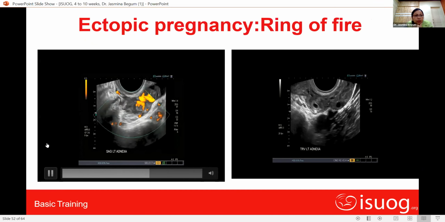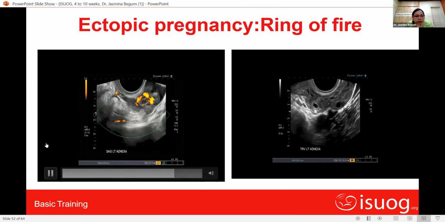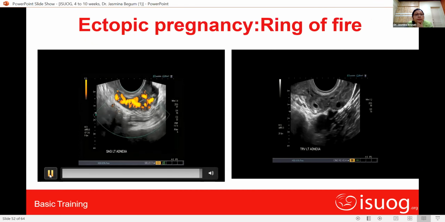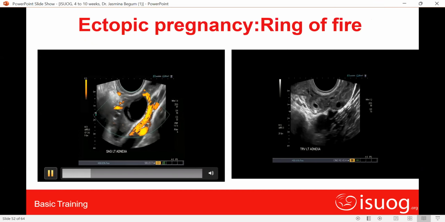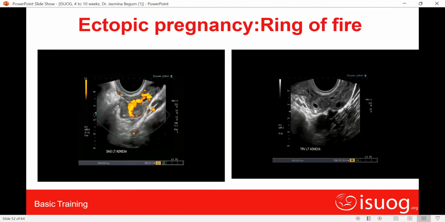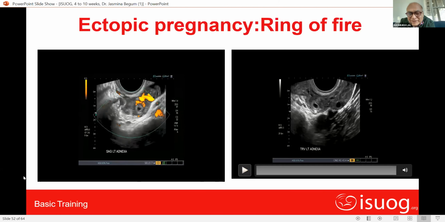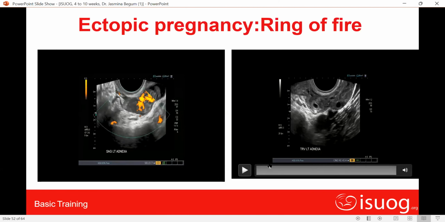Okay, so this is like a ring of fire. Here you can see the sac. You were at the point of showing the sliding sign, the next slide.